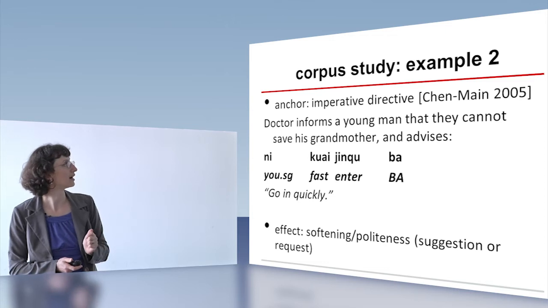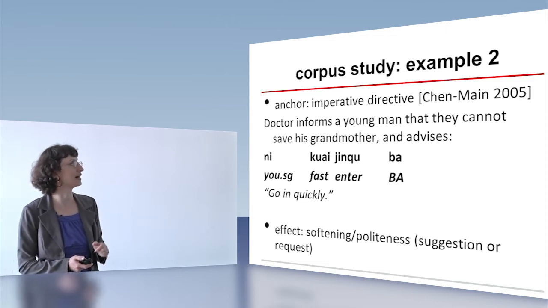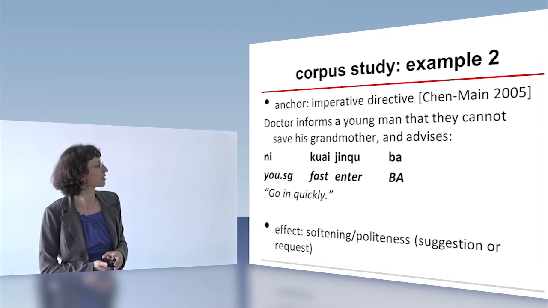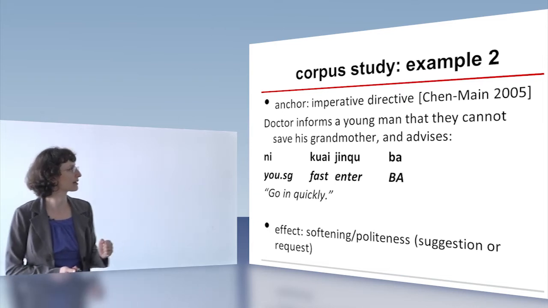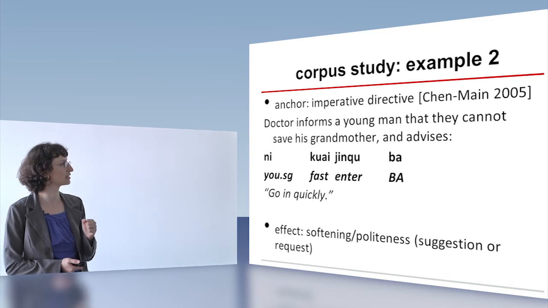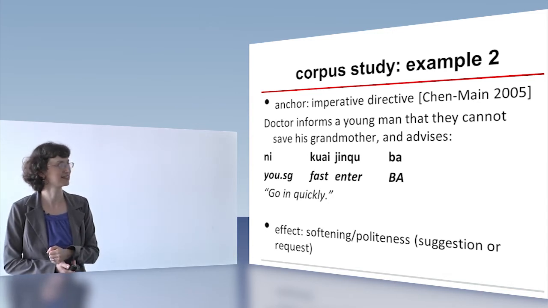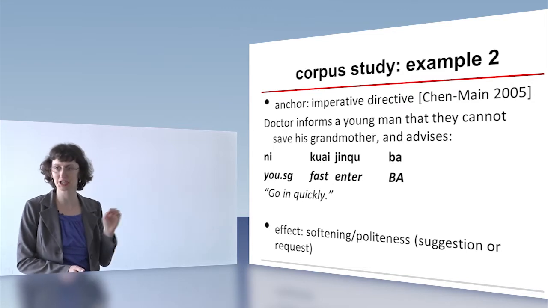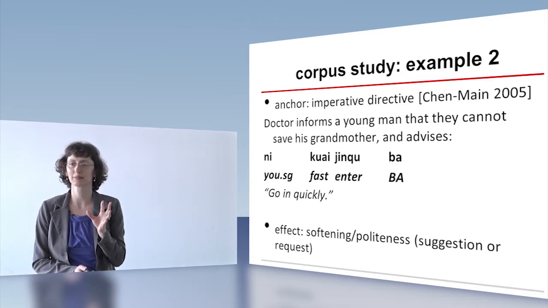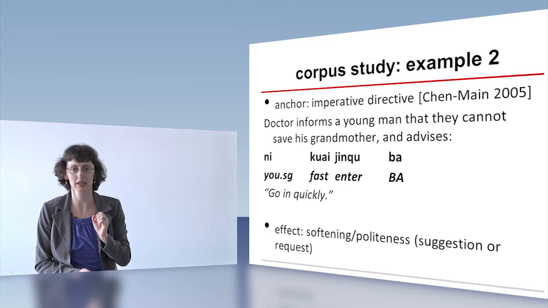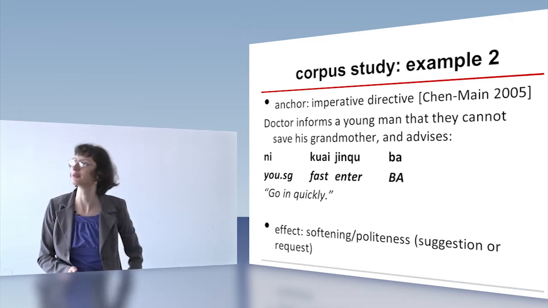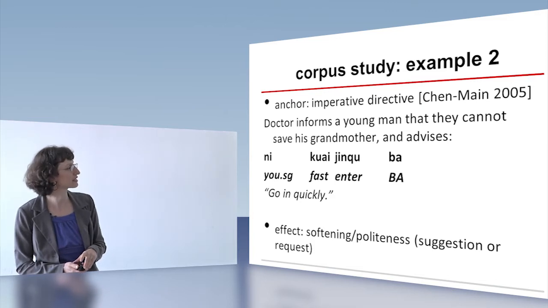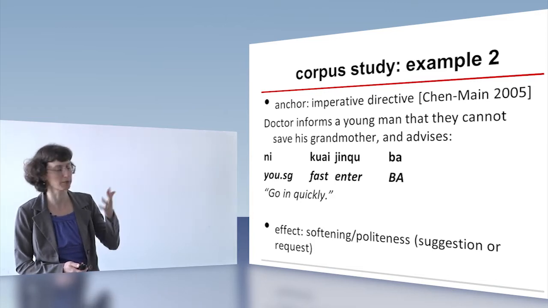Okay. A different example, this one is an imperative directive. This is where the doctor informs a young man that they cannot save his grandmother and advises, go in quickly. And the effect here, which is not part of the translation really, is a little bit of softening. So it's not a 'go in quickly, I command you.' It's more like a suggestion. So it's a bit of a politeness effect.